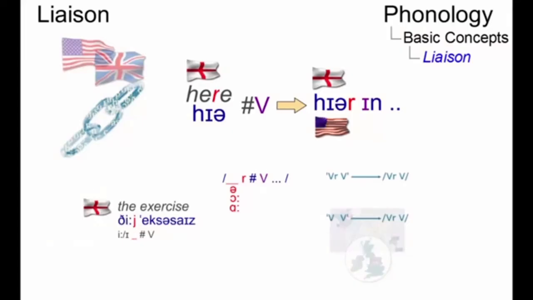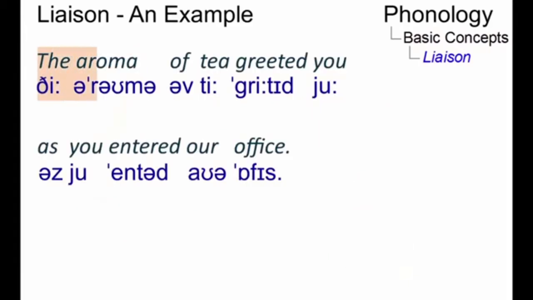Liaison is most generally defined as the smoothing out of syllable boundaries in speech by adding a phoneme that is not heard in isolation. Let us identify the linking phonemes on the basis of a sentence read very carefully. "The aroma of tea greeted you as you entered our office." Using liaison effects, this sentence can alternatively be read as "the aroma of tea greeted you as you entered our office." Thus, we can identify three linking phonemes in present-day English.